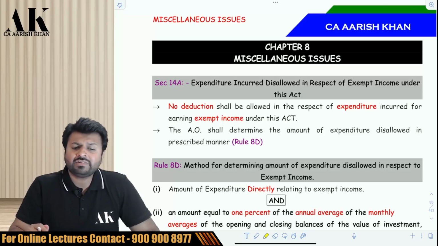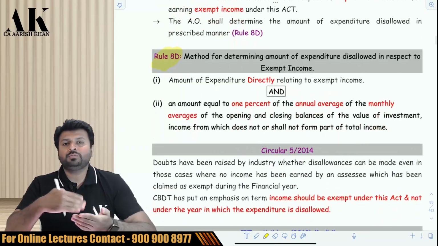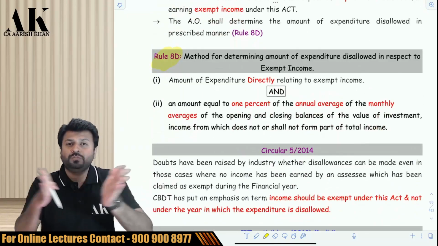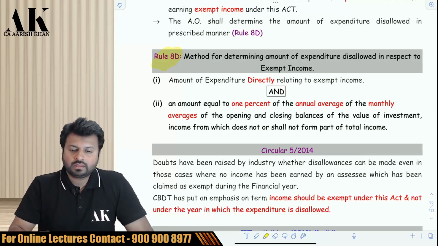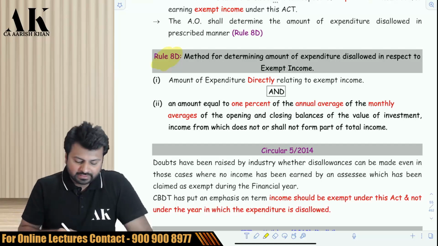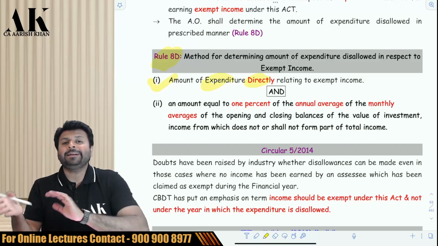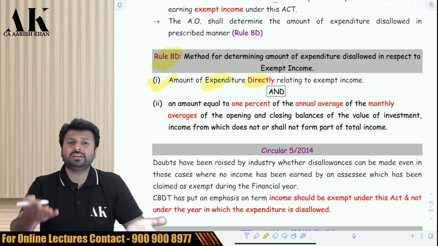So how much expenditure will not be allowed? For that purpose, the Government of India has made Rule 8D, and in that there are two parts mentioned. Point number 1, point number 2, cumulatively both of them will not be allowed as deduction. Now this rule will tell us everything about how much will be disallowed. The first thing is, if an expenditure is directly relating to exempt income, suppose you take a loan directly to invest in tax-free bonds, then that interest will be directly and fully disallowed.